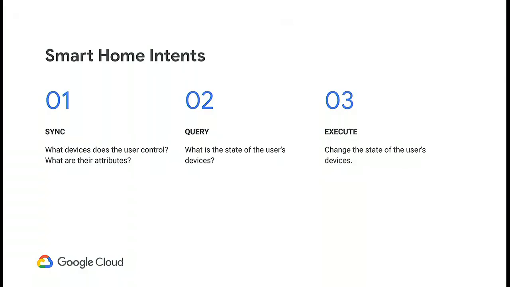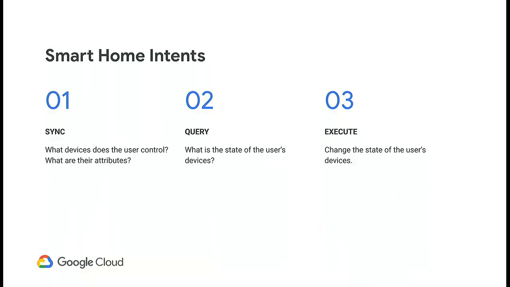Smart home intents, the fulfillment basically requires that you handle three primary intents: a sync intent, a query intent, and an execute intent. So the sync intent provides information to the assistant about what devices this user controls. The query intent allows you to return the current state of a particular device. And the execute intent is what you'll use to modify the state of a particular device. Okay? So let's look at these in a little bit more detail.